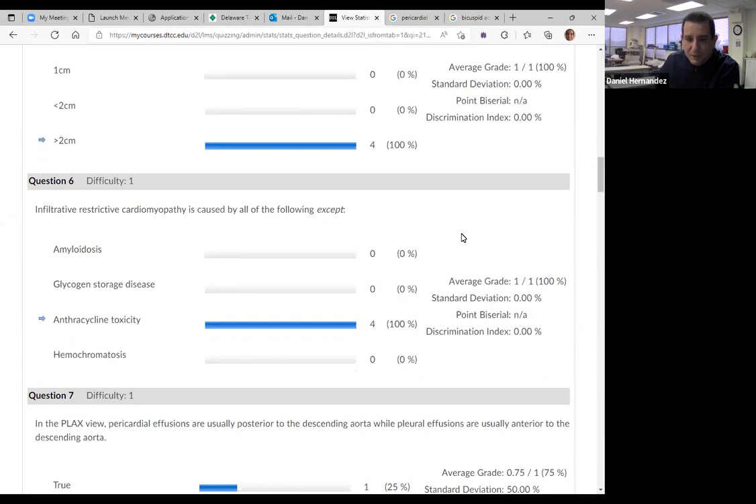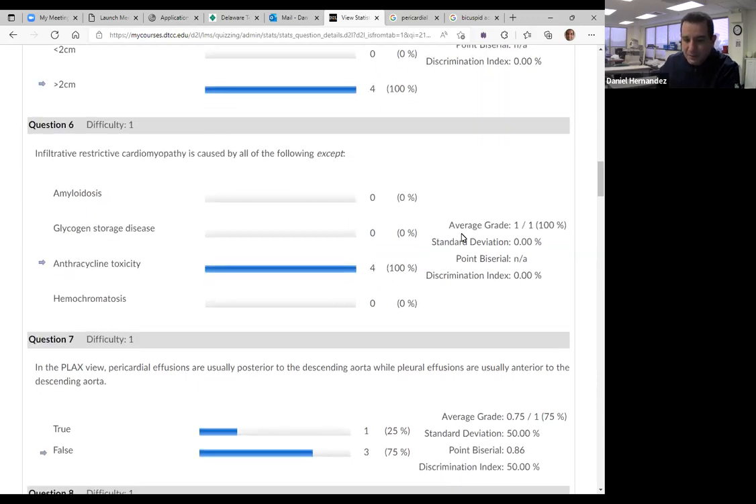So infiltrative restrictive cardiomyopathy is caused by all of the following except. So amyloidosis is going to be your number one reason. You can also have sarcoidosis being another infiltrative disease, as well as glycogen storage disease and hemochromatosis.